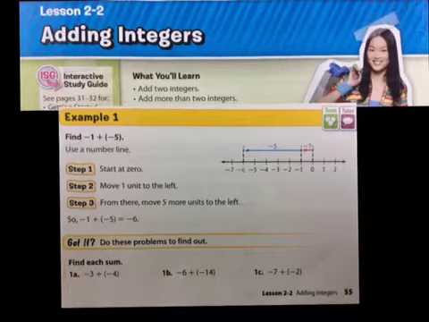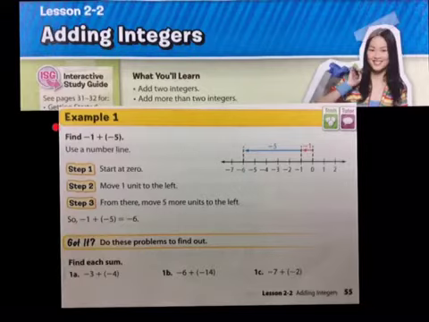We're going to be learning in this lesson how to add integers. And the way you add integers, you can also subtract later on, but you'll find that out soon. So specifically, we're going to add two integers, and then later on we're going to add more than two integers. Now, adding integers meaning we might add positive with negative numbers, negative with negatives, or positive with positives.